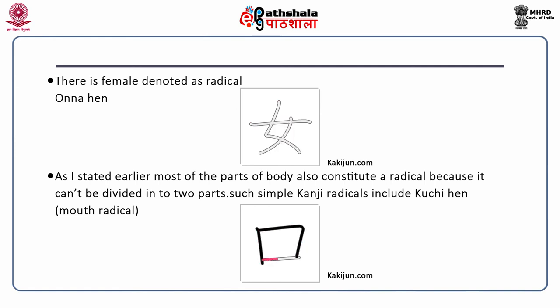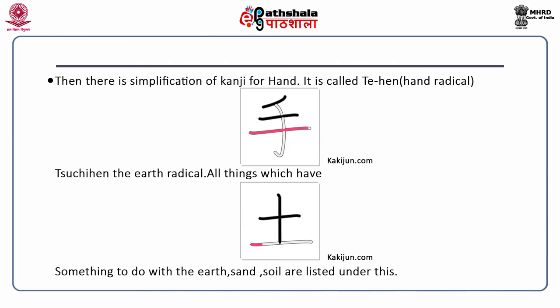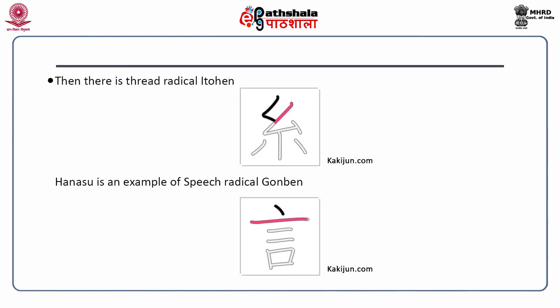As I mentioned earlier, most of the parts of the body also constitute a radical because they cannot be divided into two parts. Among such simple kanji, we have kuchihen, or the mouth radical. Then comes the simplification of the kanji of hand, and we call it tehen, the hand radical. Tsuchihen, the earth radical: all those things which have something to do with earth, sand and soil are listed under this radical. Then there is a thread radical, itohen. And the most interesting example, hanasu, has the speech radical, named gomben.